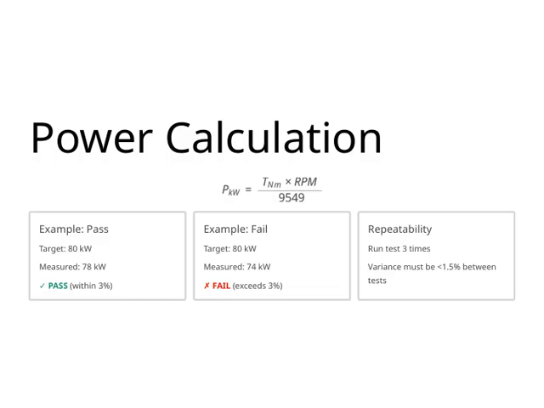Now, moving on to repeatability. It's important to run the test multiple times, ideally 3 times, to ensure consistency. We then look at the variance between these runs. The key point here is that the variance must be less than 1.5%. If the variance exceeds that, it indicates the system's performance isn't stable enough, and we need to investigate further. Overall, these steps are crucial for validating both the accuracy and consistency of our system's power output, ensuring reliability before we move on to other phases.